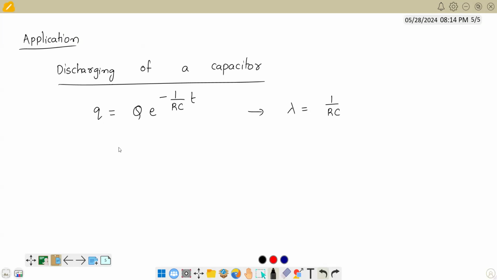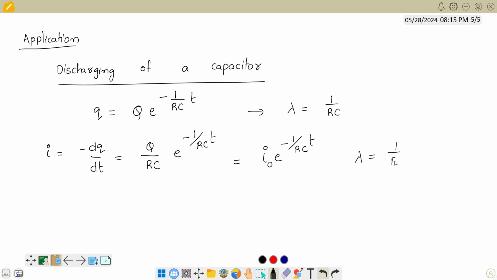Same thing I can extend to current also. What is current? During discharging, it would be minus dq by dt. So if I differentiate it, you can do it yourself. It would be q by RC e power minus 1 by RC into T. So I can call this q by RC as I naught, I naught e power minus 1 by RC into T. Here also lambda did not change, 1 by RC.